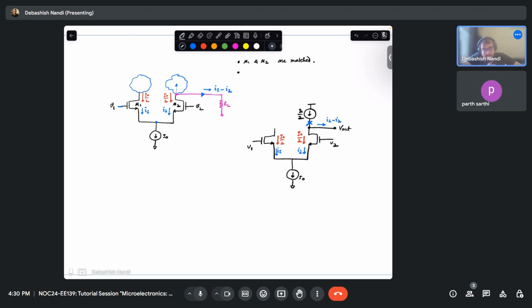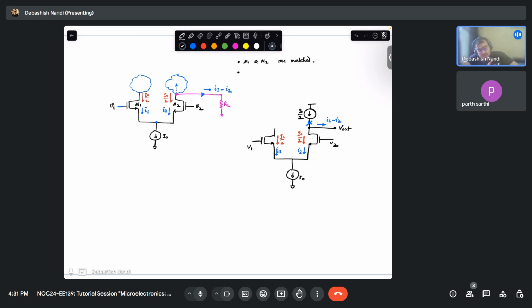Now, if this is I0 by 2, and what if this is not I0 by 2? Biasing is not proper, biasing is not in the linear region. Exactly, absolutely right. If you have understood this, then that means you have some good understanding.